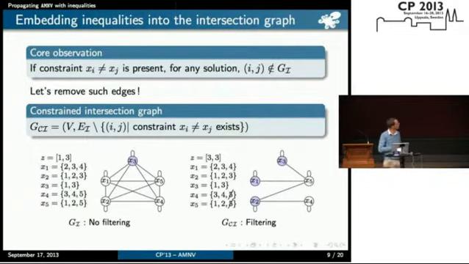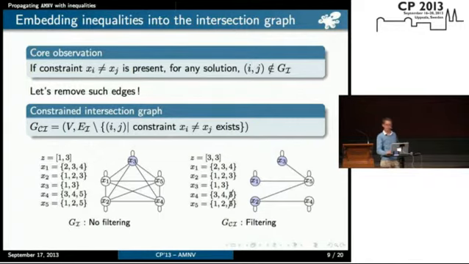So here we assume the domain of the objective variable was the interval 1 to 3. We cannot filter anything with the default algorithm, but once we consider the constrained intersection graph, so it's really a minor modification of the algorithm. It's just an if statement somewhere in the code. We can have a much larger independent set. We can fix the objective variable and even have some backpropagation as well.